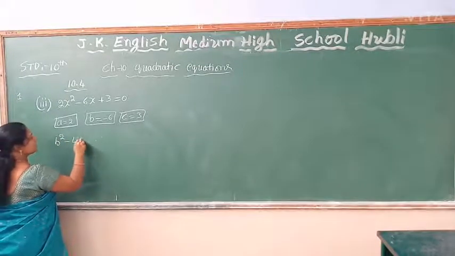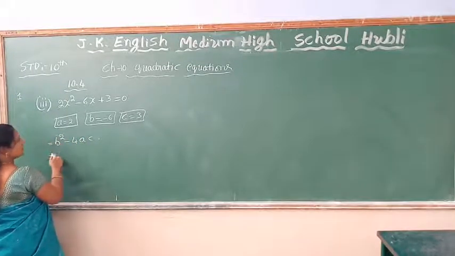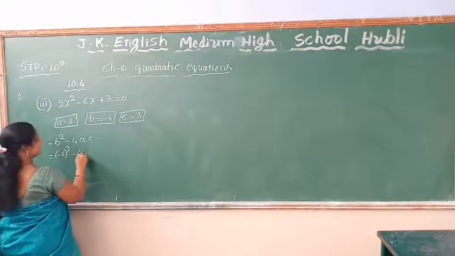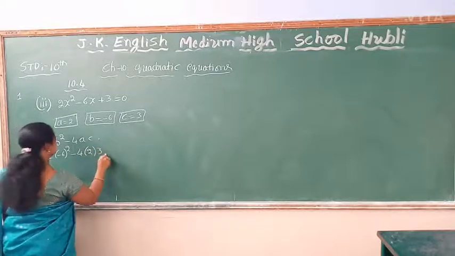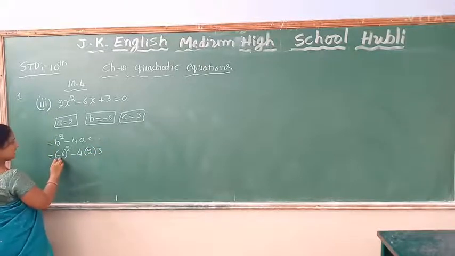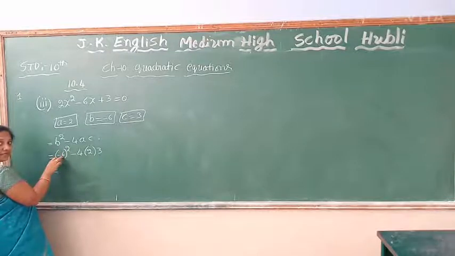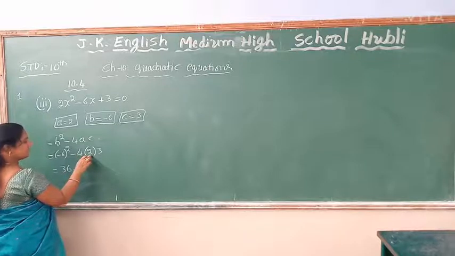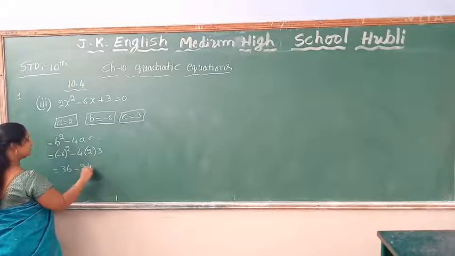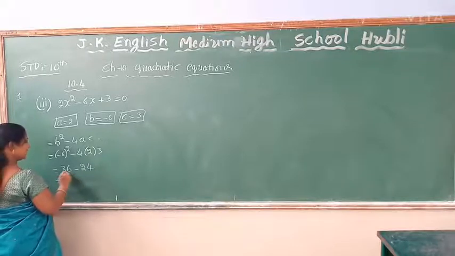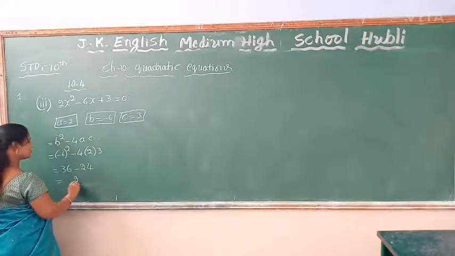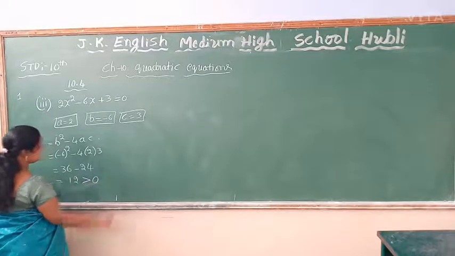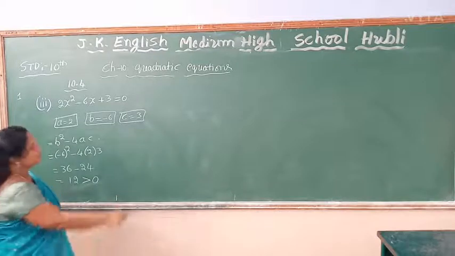b square minus 4ac. b square means minus 6 whole square, minus 4ac. So minus 6 whole square means minus 6 into minus 6, plus 36. 36 minus 4ac: 4 2s are 8, 8 3s are 24. So now, if I subtract 24 from 36, 6 minus 4 is 2, 3 minus 2 is 1, so 12. It is greater than 0. This value is greater than 0.